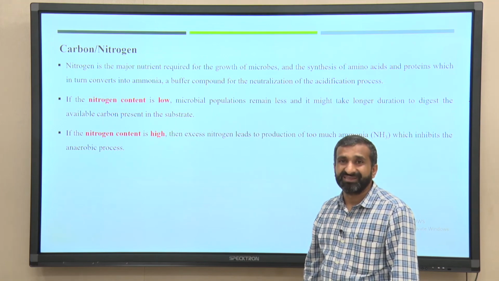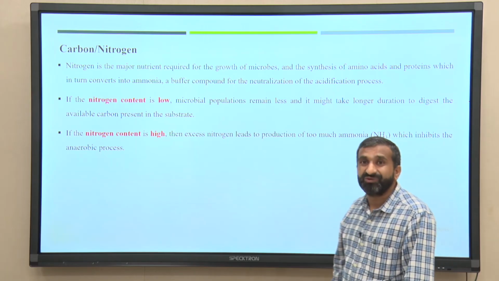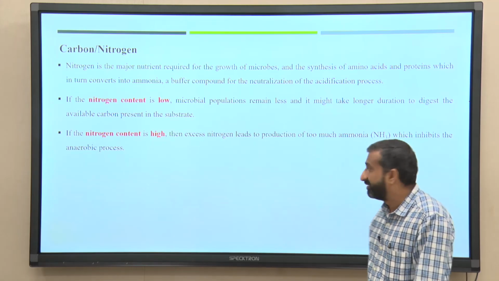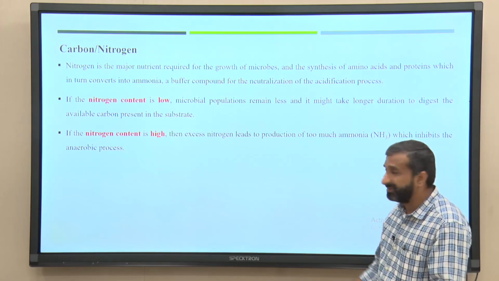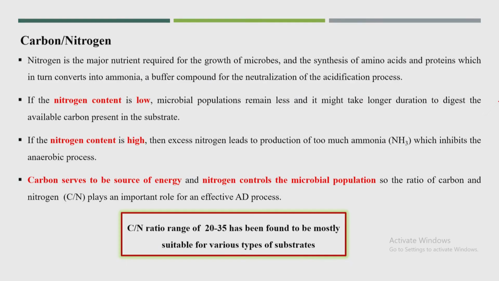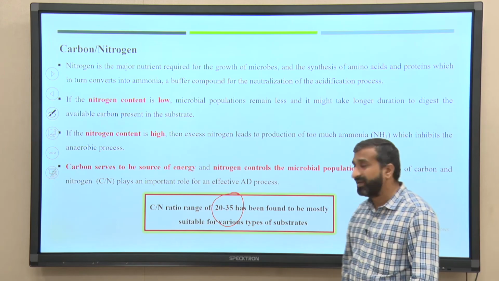If you have more nitrogen, ammonia production could be possible. Although this ammonia is good for getting more alkalinity, if the production is too high, that is also problematic. The carbon serves as a source of energy and nitrogen controls the microbial population. So, the ratio of carbon to nitrogen is very important in the anaerobic digestion process. So, it is suggested that 20 to 30 is the optimum carbon to nitrogen ratio for the anaerobic digestion process.